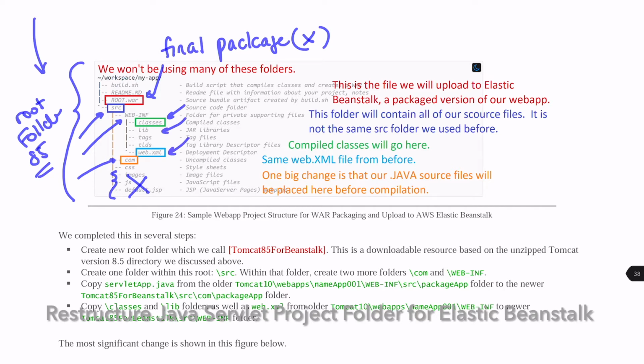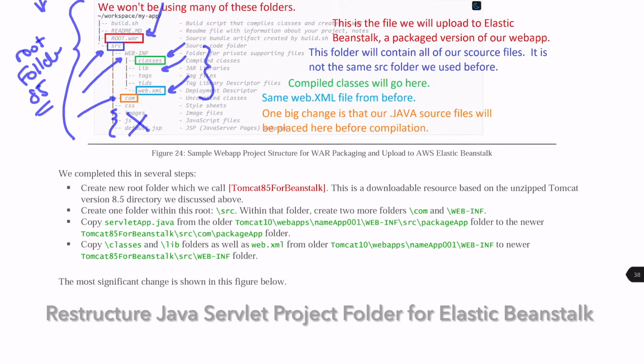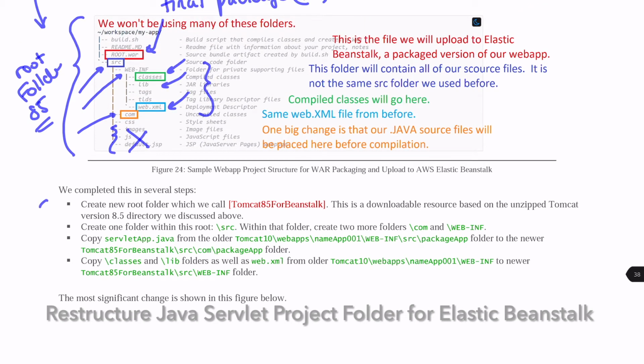So you'll see that for the most part, the webinf folder remains relatively unchanged. So we can take the webinf folder from Tomcat 10 and move it over to Tomcat 85. So let's take a look at the steps that I used in order to create this folder. So these steps down here summarize what is shown above.